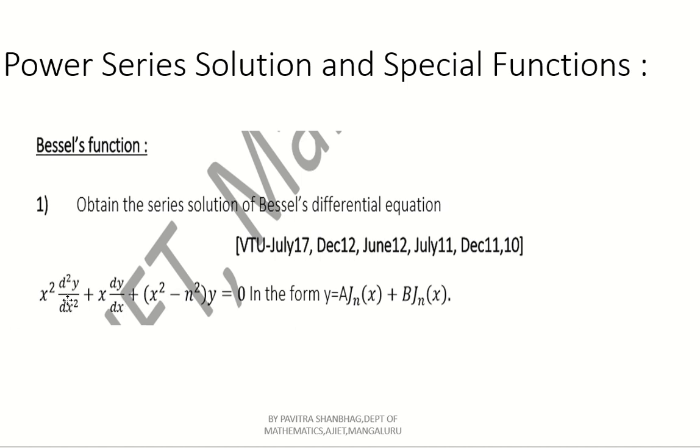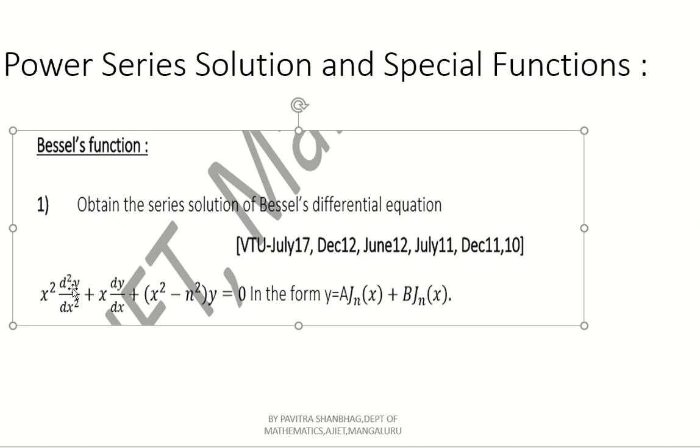Sometimes they may ask: obtain the series solution of Bessel's differential equation, second order, first degree, x square d square y by dx square plus x dy by dx plus (x square minus n square) into y equal to 0, in the form y equal to a into Jn of x plus b J minus n of x. That is, we get an expansion of series in terms of Jn of x.